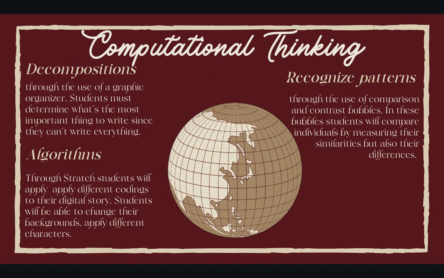So with the computational thinking, students were tasked with using three topics: decomposition, recognizing patterns, and algorithms. Through the use of graphic organizers, students must determine what was the most important thing to write since they can't write everything. Through recognizing patterns, students had to use comparison and contrast bubbles. In these bubbles, students were comparing individuals by measuring their similarities, but also their differences.